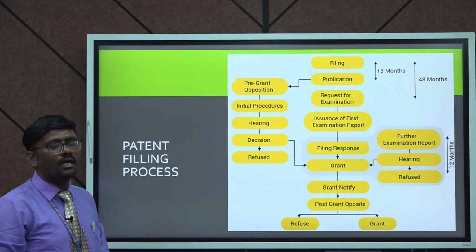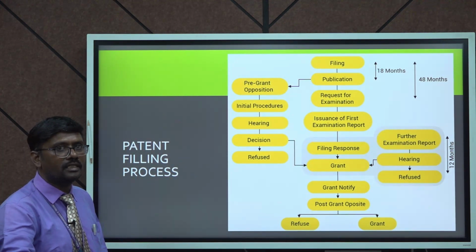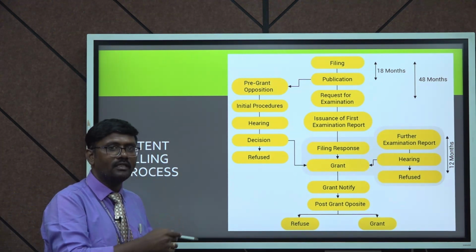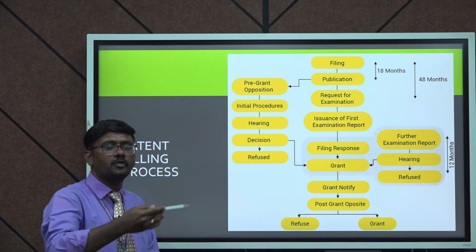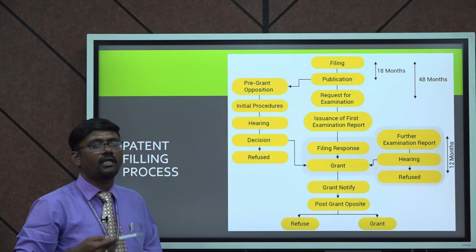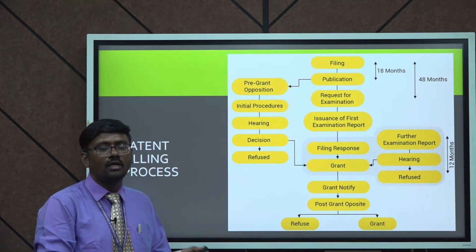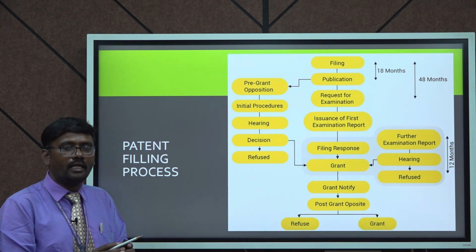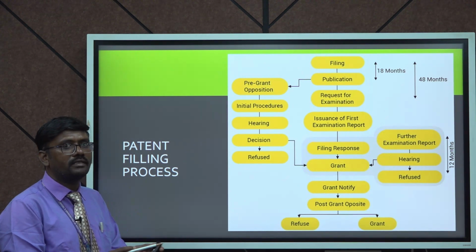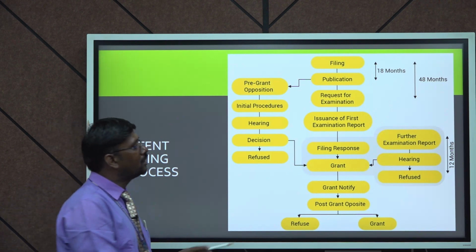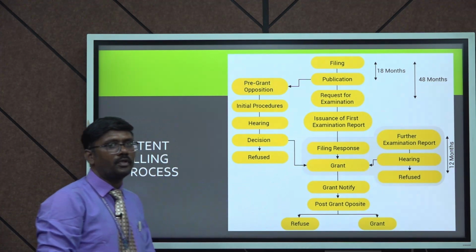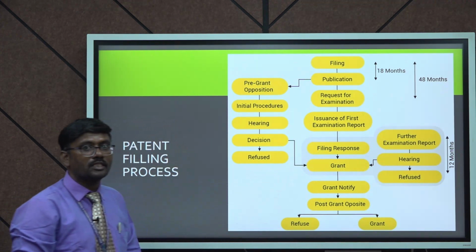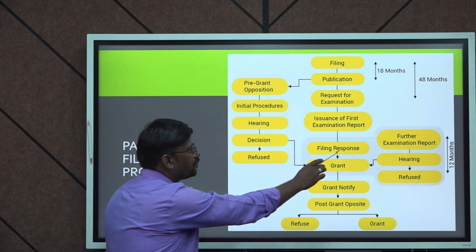Then the application moves to the next desk, called the examination panel, where, as I mentioned in the previous slide, the patent examiner will go through your application. They will verify whether the technical part is correct or not, whether it is new, and whether it has an inventive step. Once they find any issues related to your invention, they will issue remarks. It is called the First Examination Report, FER. After getting the first examination report, we need to file a response to the report, which is called filing a response.